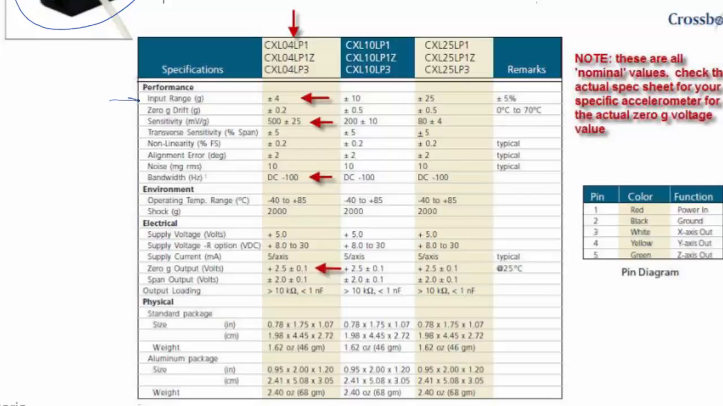Note here's the input range. You can measure accelerations out to plus or minus 4 G's, right? And there's the sensitivities right here, millivolts per G. This has 500 millivolts per G, and so on. Here's the bandwidth, DC to 100 Hertz, right? So DC means it goes down to 0.